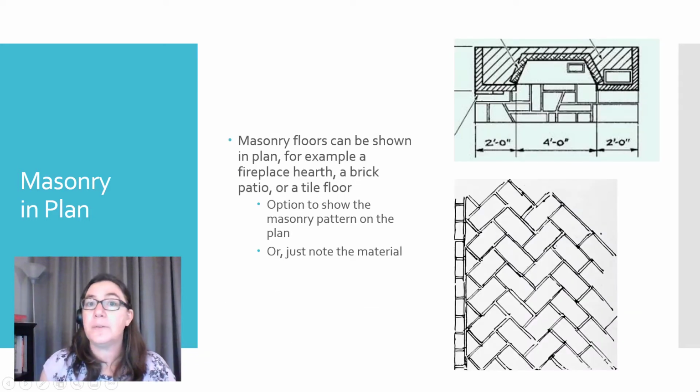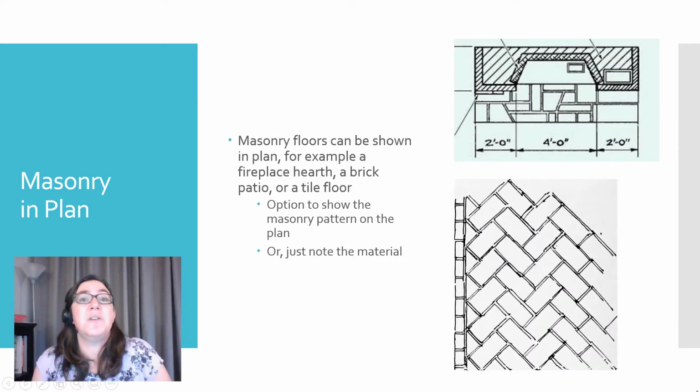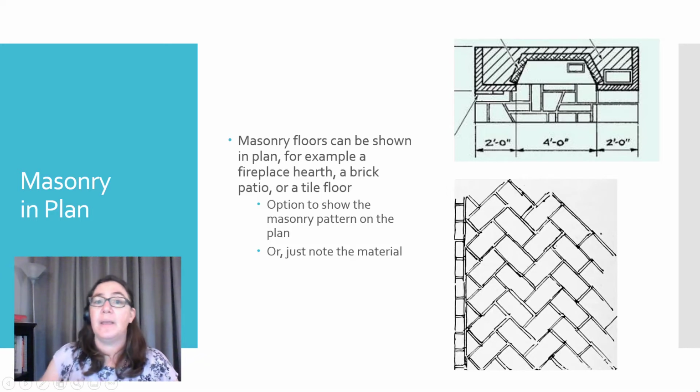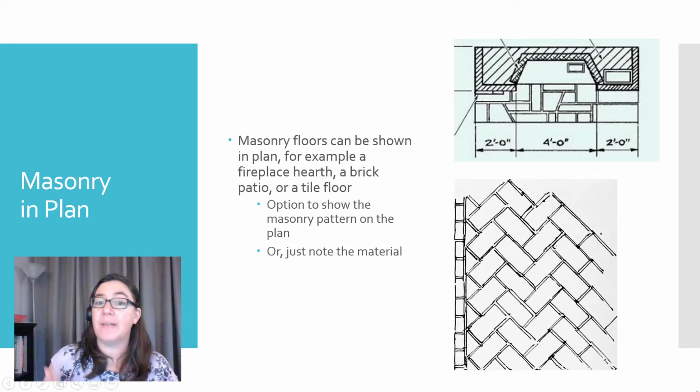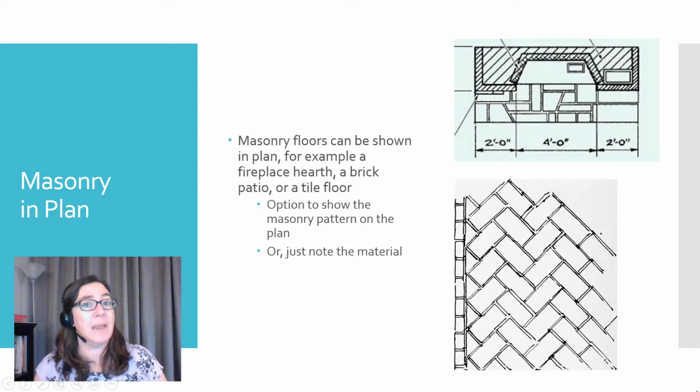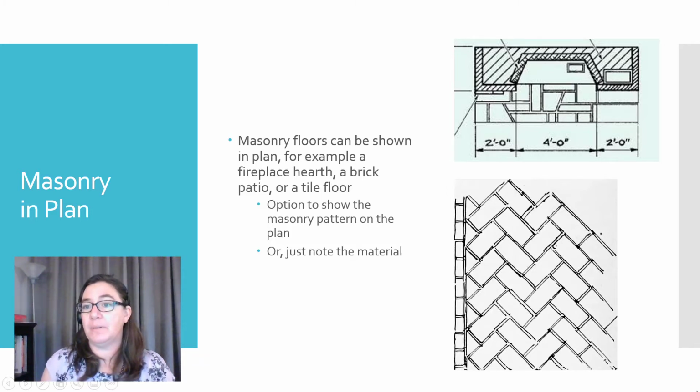You can also see masonry in plans that is not cut, all right? And that would be masonry floors. You could see a fireplace hearth, maybe a brick patio or a tile floor. Sometimes in the plans will show this masonry pattern, and you see a couple of examples of that here. Or if that pattern is not important, if you're not trying to communicate that in this particular drawing, the material could just be noted.